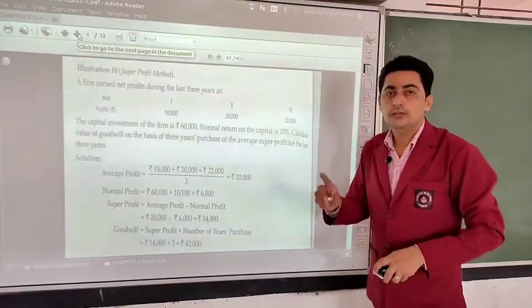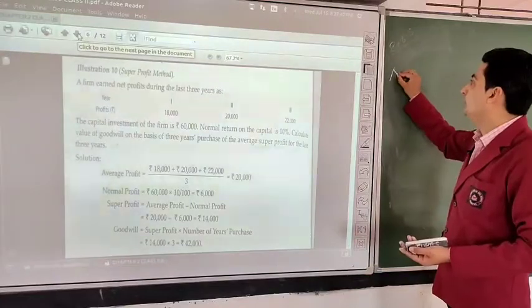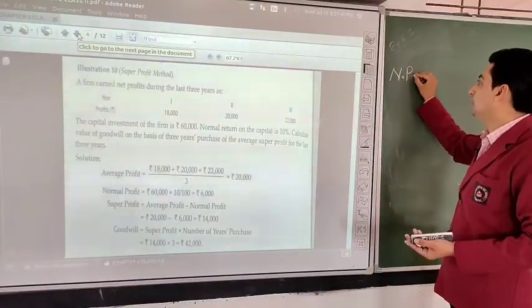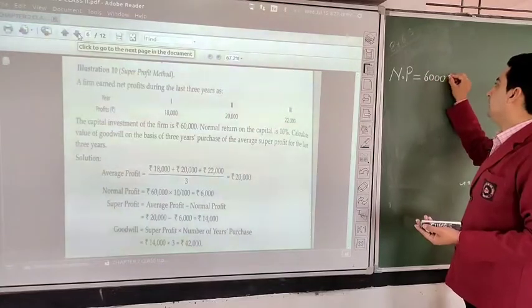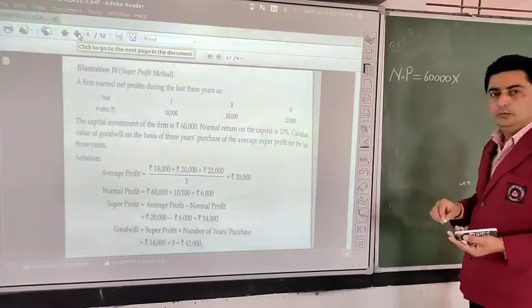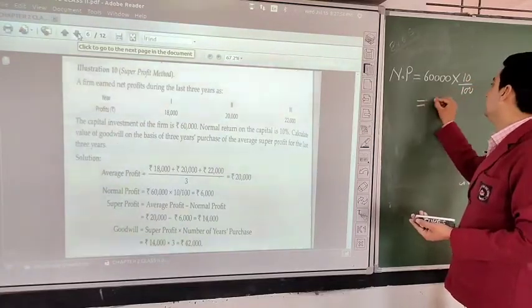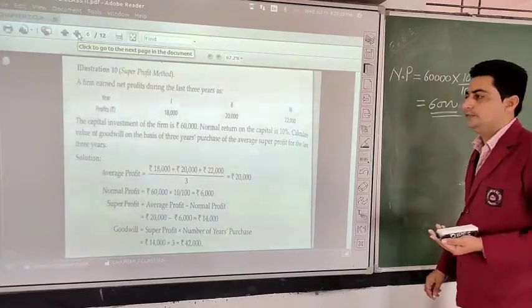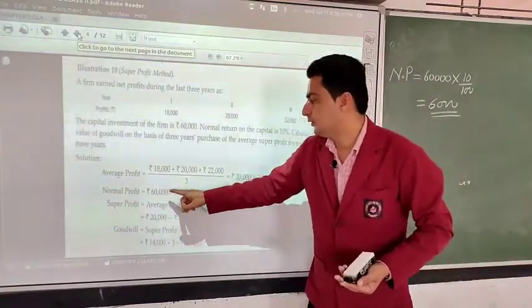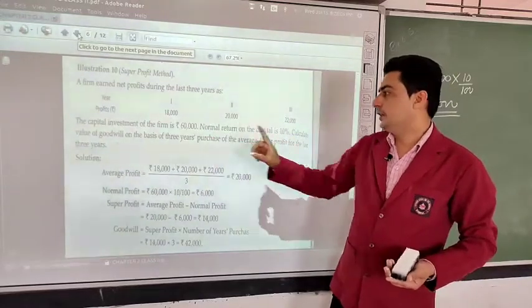Let us see. First of all, we will calculate normal profit. How will we calculate normal profit? Normal profit is equal to capital employed into the normal rate of return percentage. So the normal profit is 6,000 rupees. Normal profit is equal to 60,000 into 10 by 100, which is 6,000. So we have calculated the normal profit.